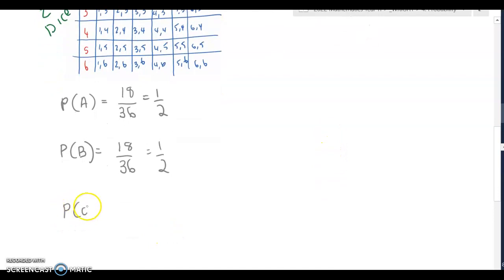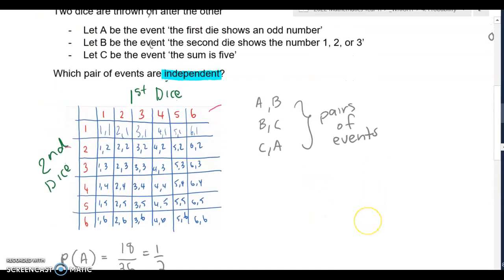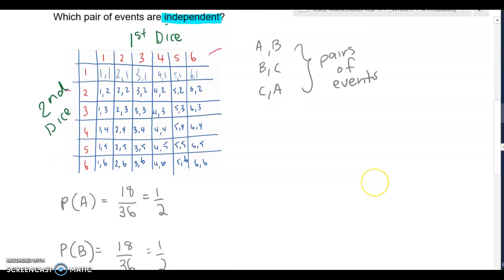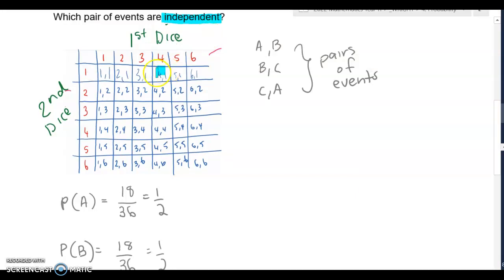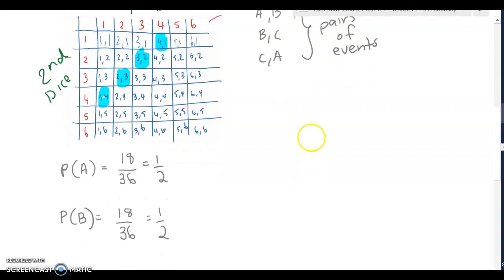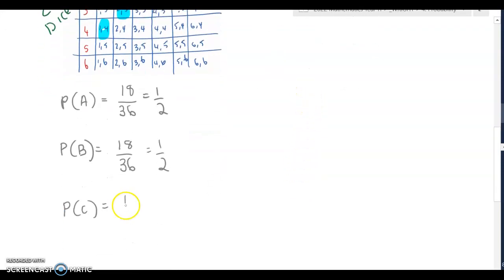The probability of C now. What event is C? C is the event that the sum is 5. So we need to have a look for where our sum is 5. That should fall out really nicely and easily. It's going to be a diagonal. 4 and 1 is 5. 3 and 2 is 5. 2 and 3 is 5. And 1 and 4 is 5. Nowhere else in there are we going to end up with a total of 5. So that gives us 4 out of 36. Either in your head or in your calculator, pop that in and you end up with 1/9.